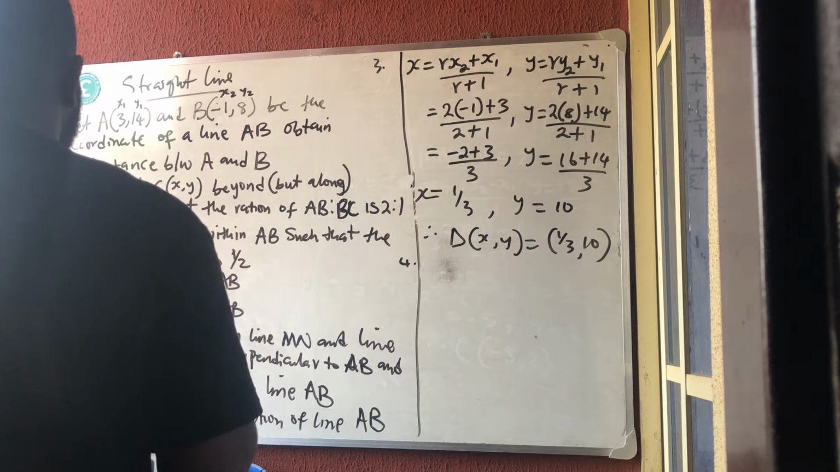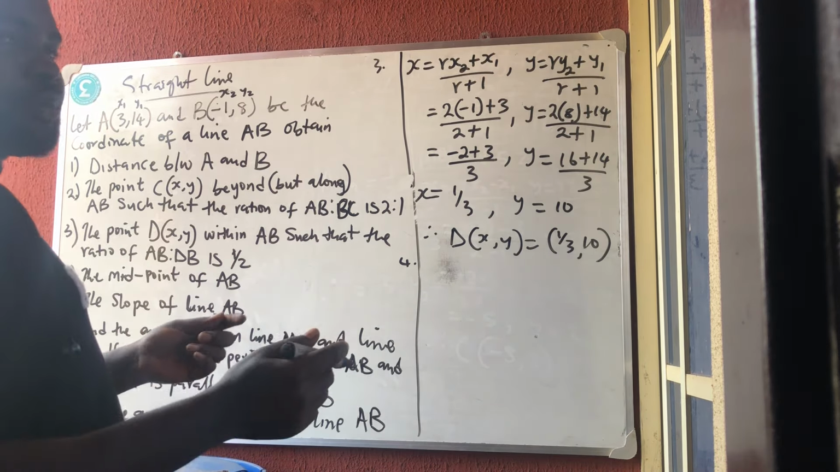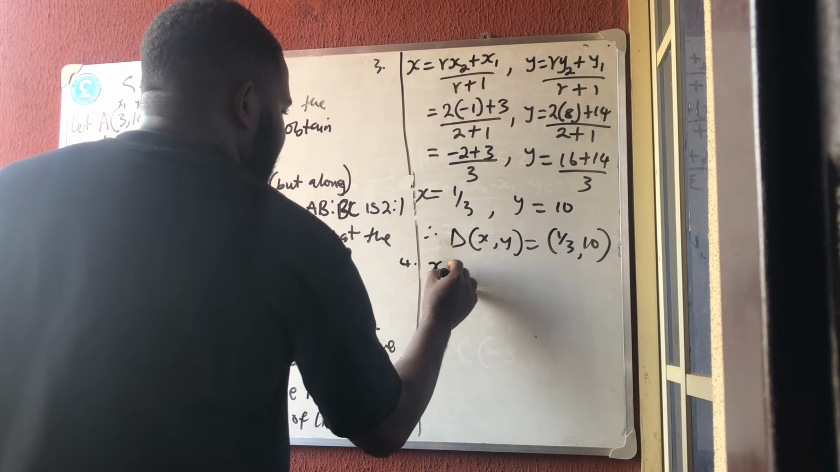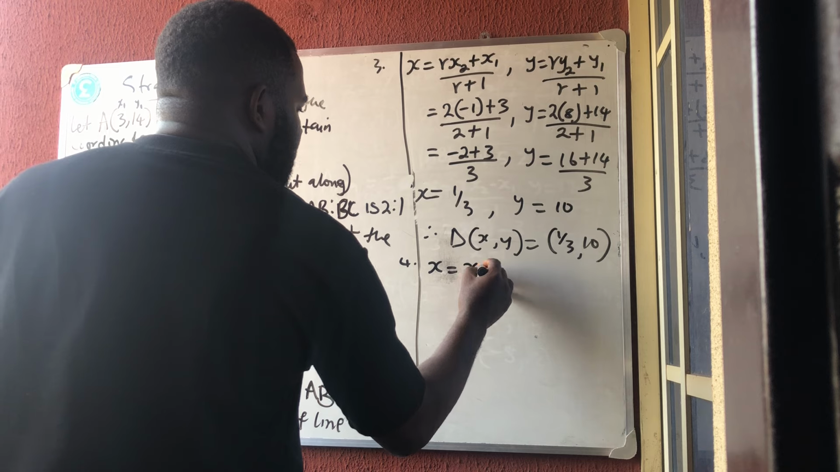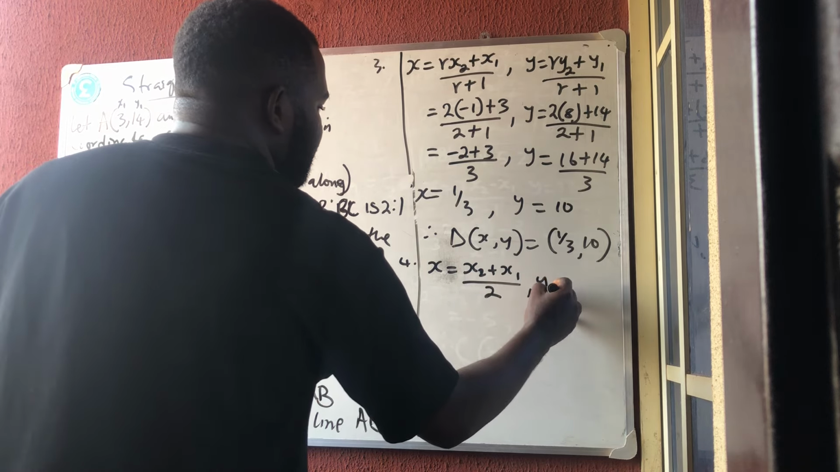Now number 4 said we should find the midpoint of A and B. I told you that the middle of something means add them together and divide by 2. So to find x for the midpoint, I'm having x2 plus x1 divided by what? 2. For y it becomes what?